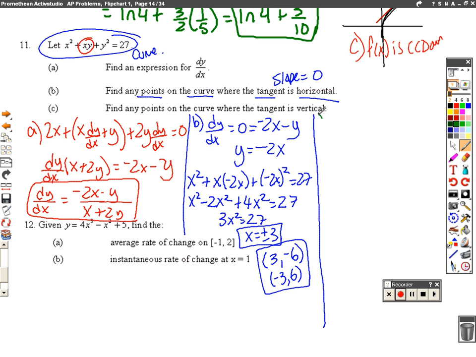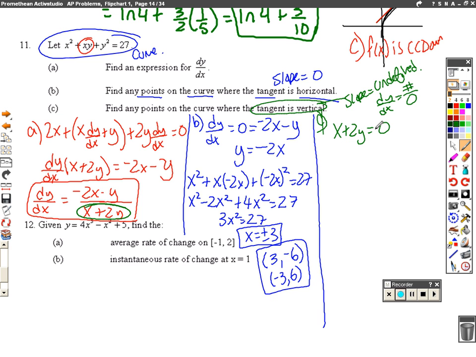All right, one last step. We want to know where the tangent is vertical. And this means the slope is undefined. And basically, in terms of a slope, that means that dy/dx is equal to some number divided by 0. Okay, so that means this part, x plus 2y, now equals 0. All right, best one to solve for here is probably x equaling negative 2y.